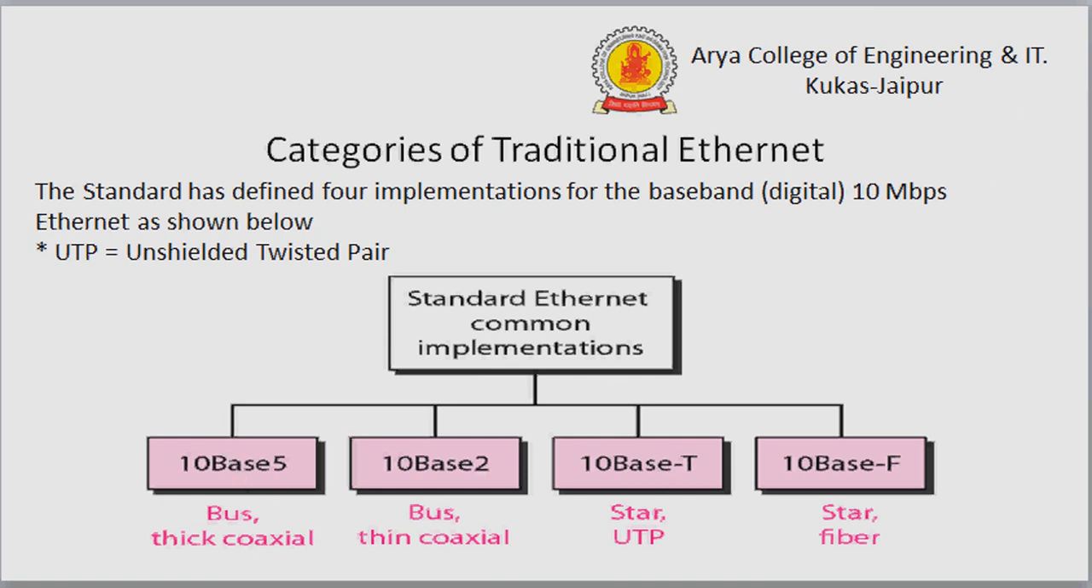First is 10Base5, where we use bus topology and thick coaxial cable. Second is 10Base2, where we use bus topology and thin coaxial cable. Third one is 10BaseT, where we use star topology and UTP, unshielded twisted pair cable. Fourth one is 10BaseF, where we use star topology and fiber cable.